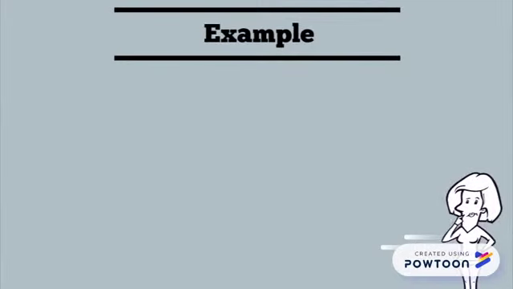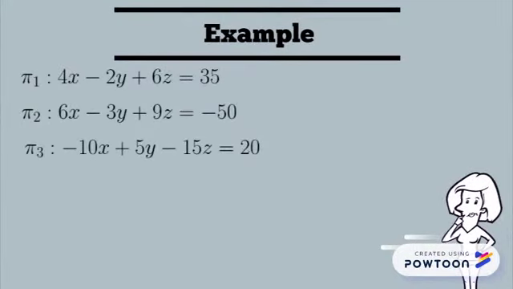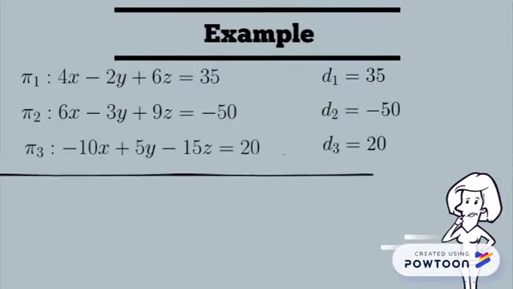For example, let's use the previous planes. The normals are (4, -2, 6), (6, -3, 9), and (-10, 5, -15), which all share the same normal of (2, -1, 3) when simplified. Now we will compare the values of d based on their ratios. Pi 1 over pi 2 has a ratio of -2 over 5. However, 35 over 20 has a ratio of 7 over 4. The ratios show different values.